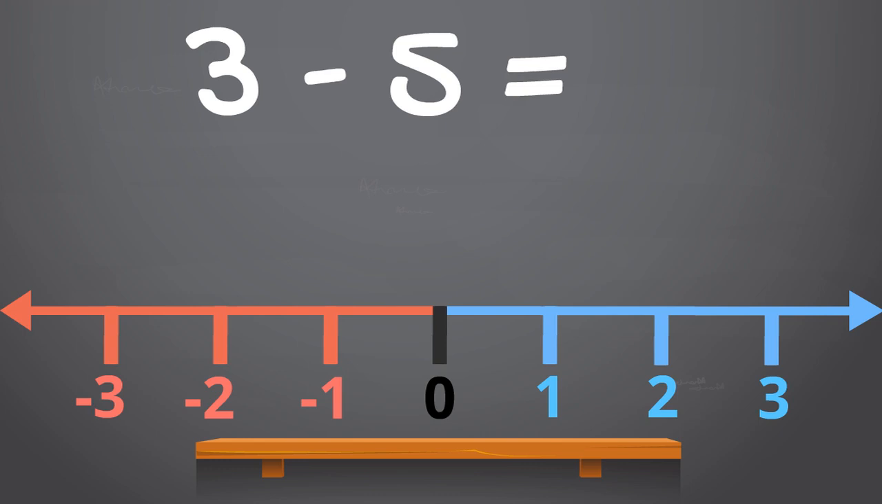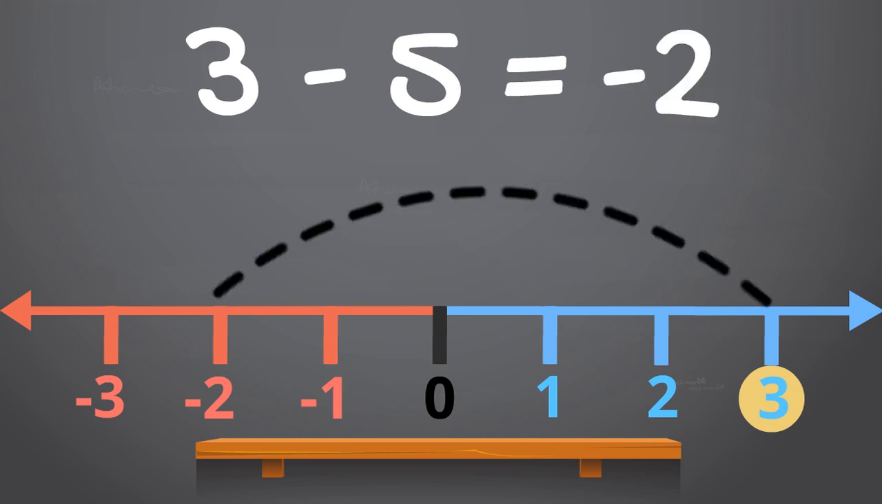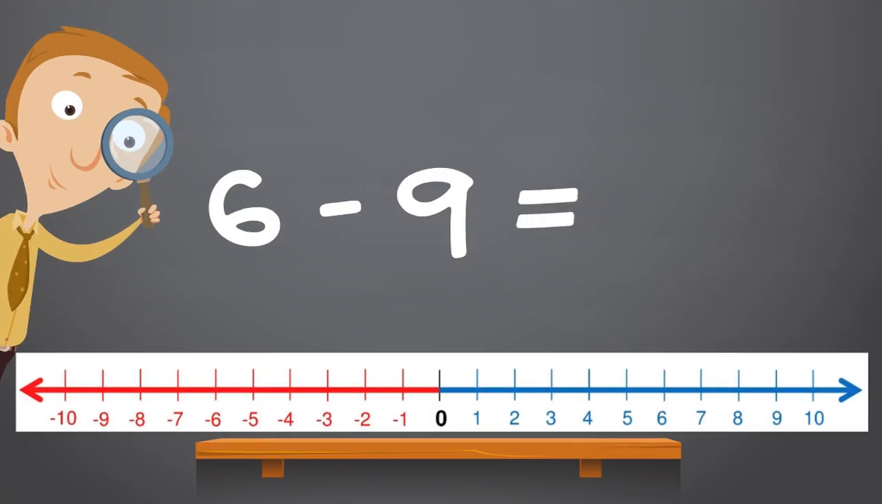Well, when you take away a number that's larger than the number you're taking away from, you end up with a negative number. You count backwards on the number line just like you would for a normal subtraction sum, but when you hit 0, you keep going into the negative numbers. So for our sum, we started on 3, we counted back 5 places, and when we hit 0, we keep on going 2 more times. We get minus 2.